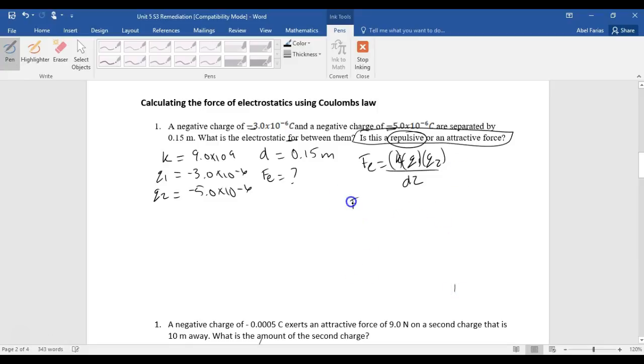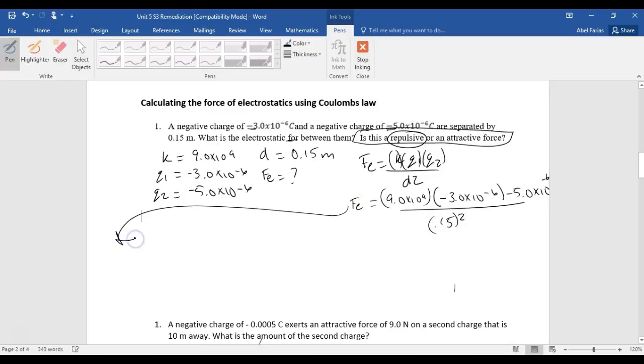We have Fe is equal to 9.0 times 10 to the 9th times negative 3.0 times 10 to the negative 6 times negative 5.0 times 10 to the negative 6. And I kind of ran out of space, but this will be times 10 to the negative 6. This is all divided by 0.15 squared. Okay, so drawing this over here, again, what we do is we multiply the top, multiply the bottom, simplify it, get one fraction, then we can divide it.